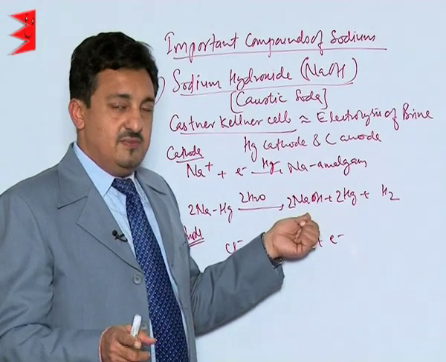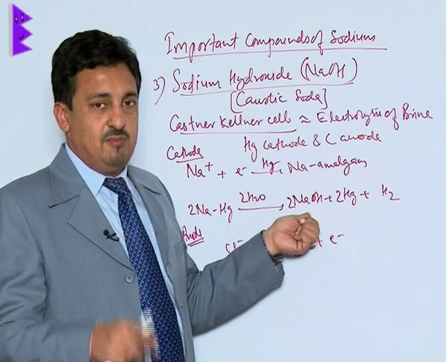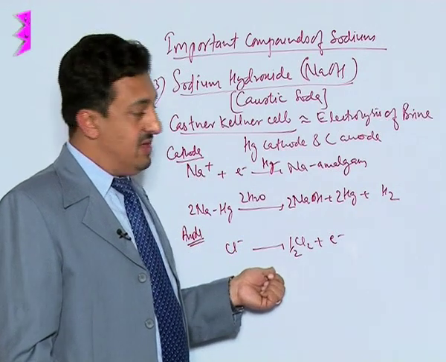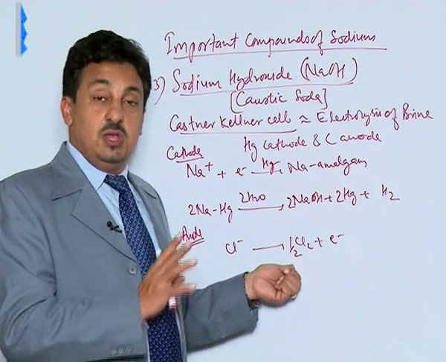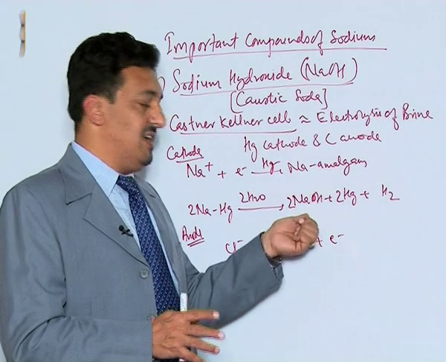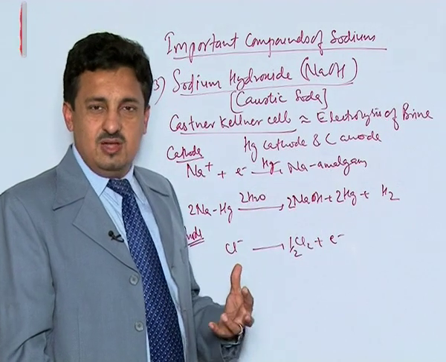On the other hand, the chloride which comes out from the sodium chloride brine solution goes to the anode, where it gets oxidized to chlorine gas. So we get chlorine gas at the anode and sodium amalgam at the cathode, which on reaction with water gives us caustic soda. It's a white colored translucent solid.